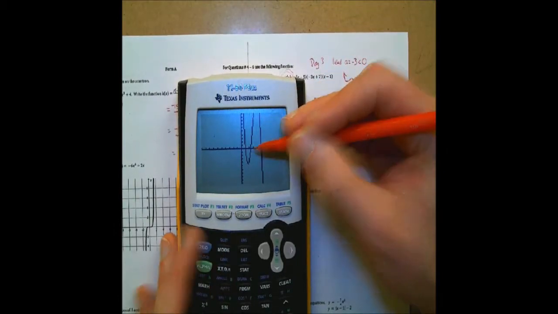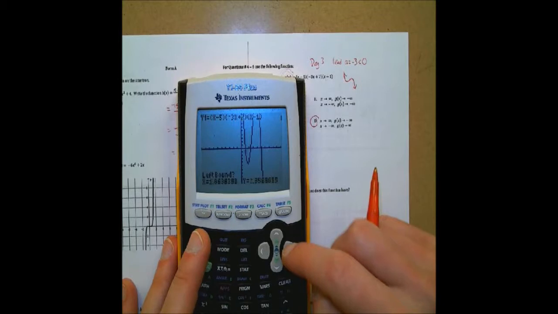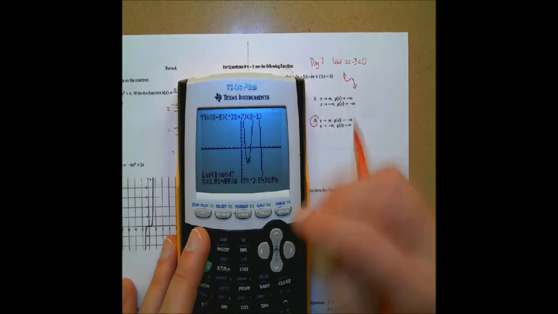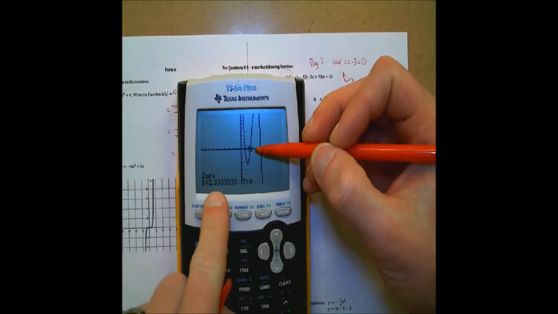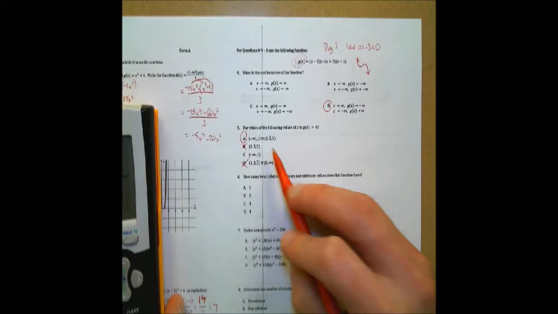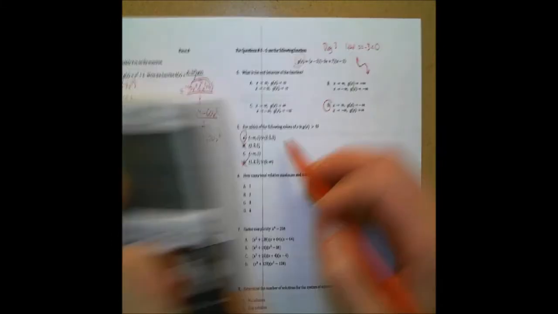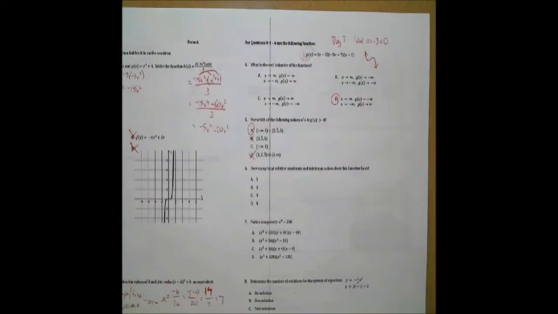If I wanted to figure out where it started, I could use the 0 command. Go to the left of this 0 right here, go to the right of this 0, hit enter, and then there's the x-coordinate where it starts, 2.333 repeating, which you can see that's where we start right here, 2.3 repeating, and then up to 5, and you can count to the 5. 1, 2, 3, 4, 5. Okay, so it's got to be A.